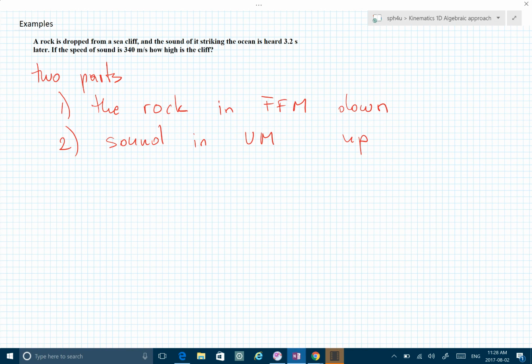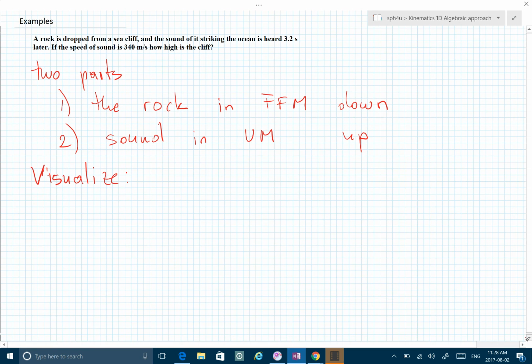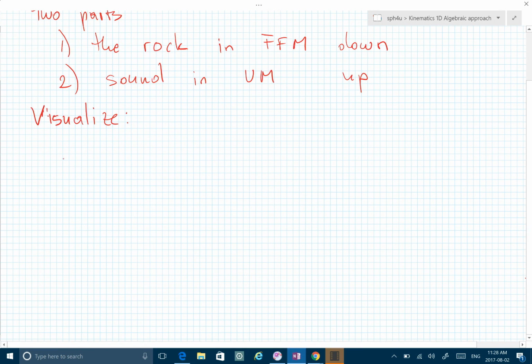So let's visualize the question and see what it looks like. What we have is a cliff. First, from 1 to 2, we have a rock falling, so free falling motion. And then from 2 to 1 again, we have the sound going up.